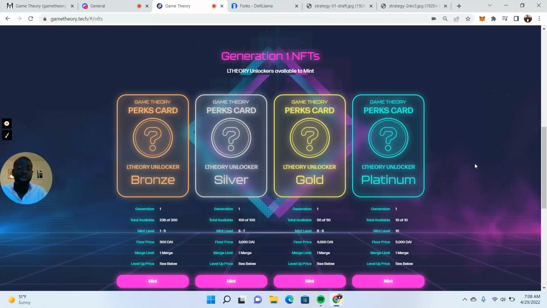There's also free credits that get distributed. So anyone that holds a platinum NFT is going to get 100 credits. So they're going to get 100 plays of the game without having to pay the fee of one game. If you hold a gold NFT, you're going to get 10 free credits. If you hold a silver NFT, you're going to get 5 free credits. And if you hold a bronze NFT, you're going to get 1 free credit as well.